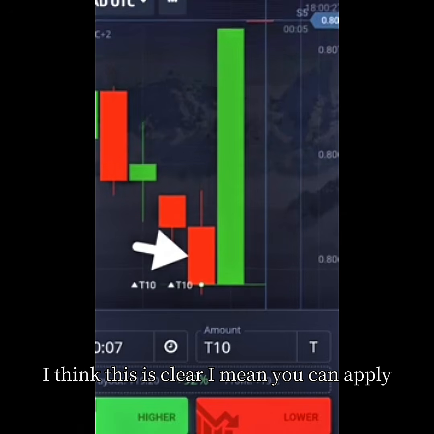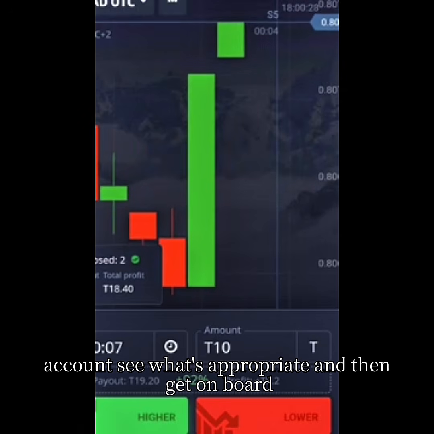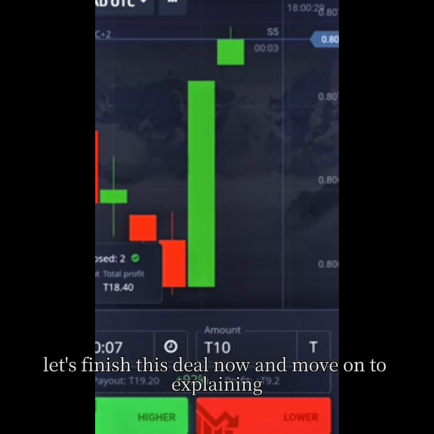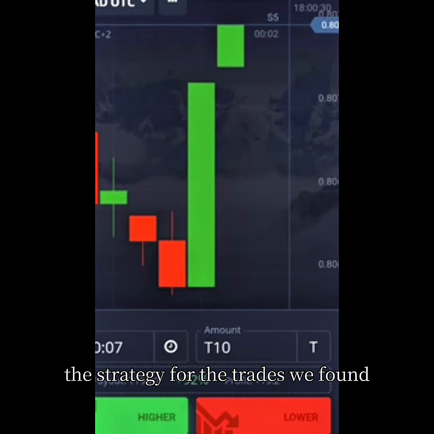I mean, you can apply and test the trial account like a contest account, see what's appropriate, and then get on board. Let's finish this deal now and move on to explaining the strategy for the trades we found.